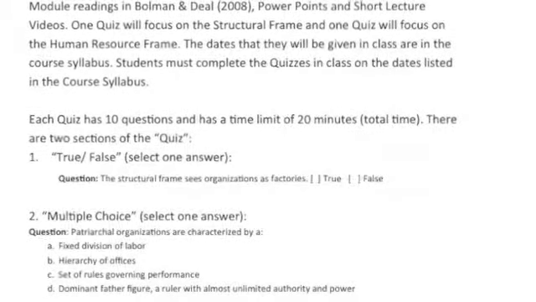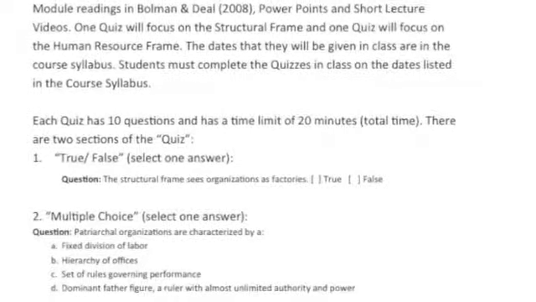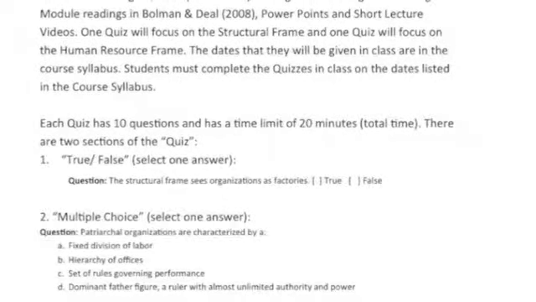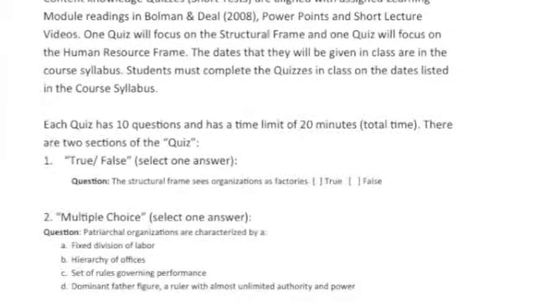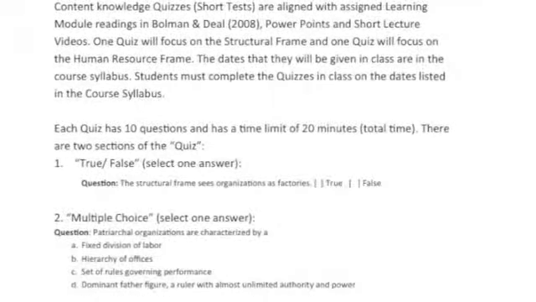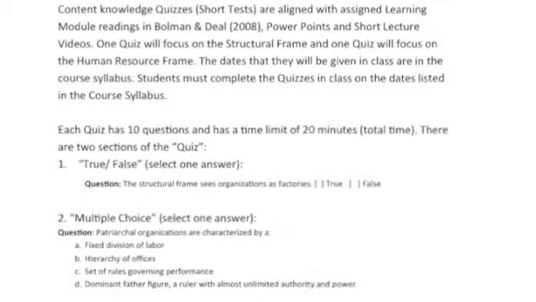Each quiz has 10 questions and has a time limit of 20 minutes. That's total time. There are 2 sections to the quiz. First, a true and false section, and second, a multiple choice section. After students turn in their quizzes, the instructor will give students an answer sheet with page number references for the correct answers to facilitate learning.